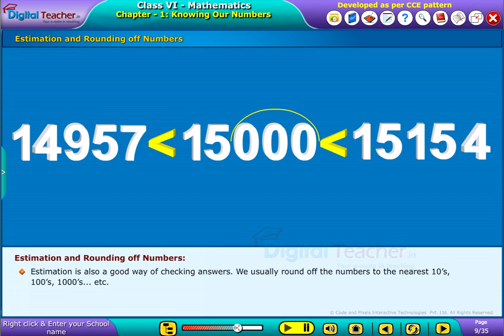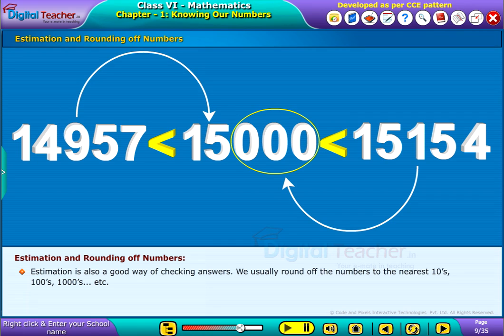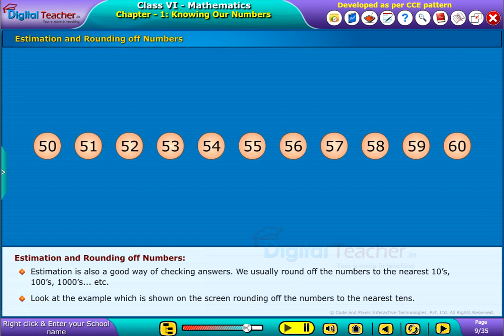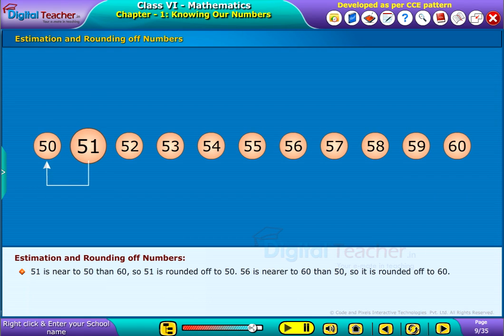We usually round off the numbers to the nearest tens, hundreds, thousands, and so on, etc. Look at the example which is shown on the screen, rounding off the numbers to the nearest tens. 51 is near to 50 than 60. So 51 is rounded off to 50. 56 is nearer to 60 than 50. So it is rounded off to 60.